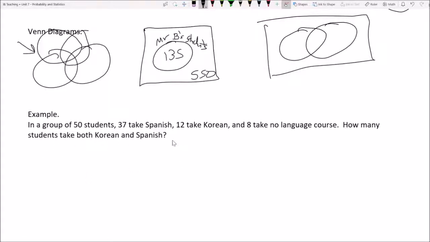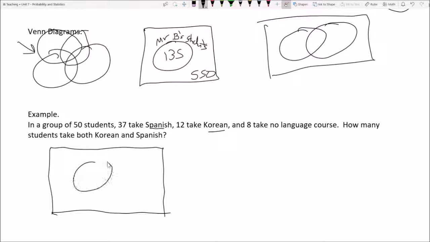In a group of 50 students, we have 37 that take Spanish, 12 who take Korean, so those are going to be our bubbles, and 8 who don't take a language course. We are asked to provide the number of students who take both Korean and Spanish. So that's going to be that intersection, the overlap in the middle. So bubble, bubble. Let's do Spanish and Korean.